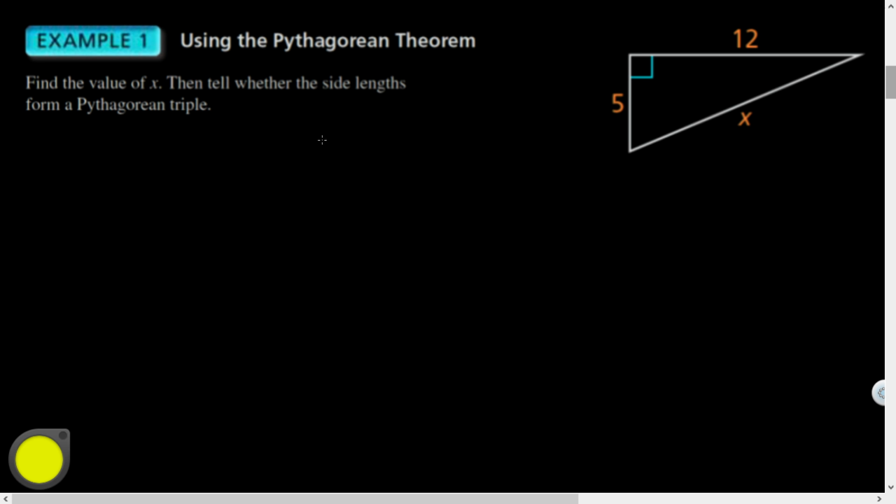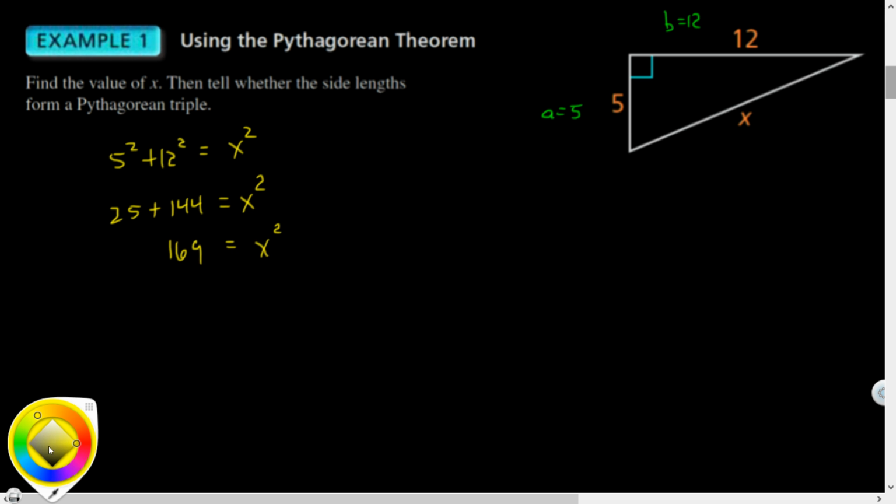So for instance, this one says find the value of x and then tell whether the side lengths form a Pythagorean triple. All right, so let's just do the classic Pythagorean theorem here first. So a, I'll call 5, b, I'll call 12, I'll leave that as x, and according to the Pythagorean theorem, I would say 5 squared plus 12 squared is going to equal x squared, so that's 25 plus 144 is equal to x squared. Add those together, that's 169 equals x squared.